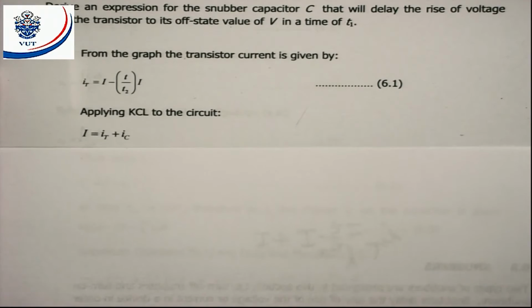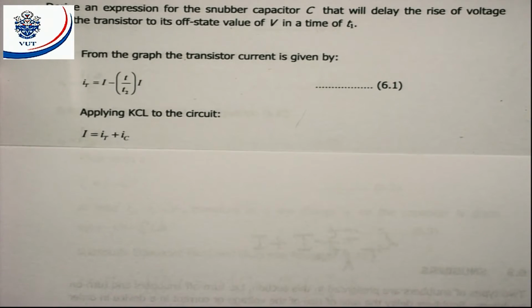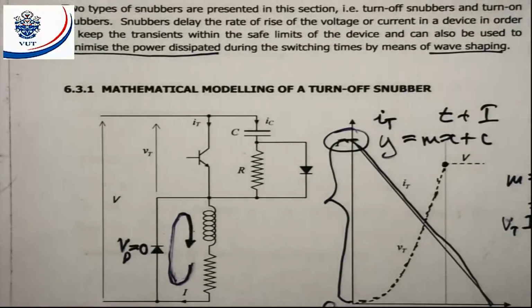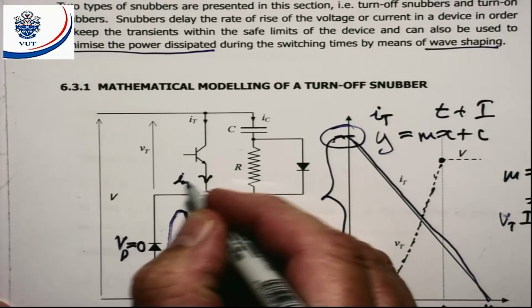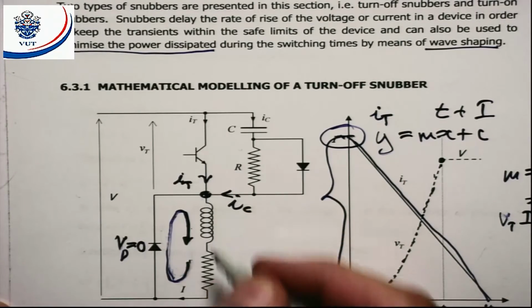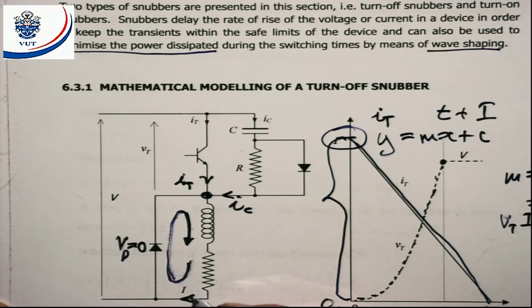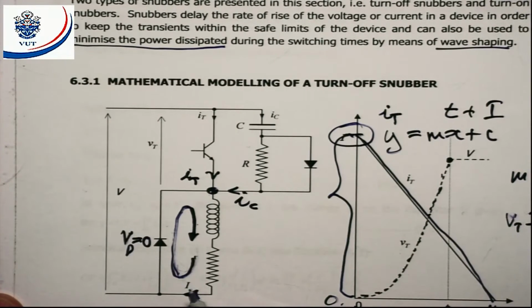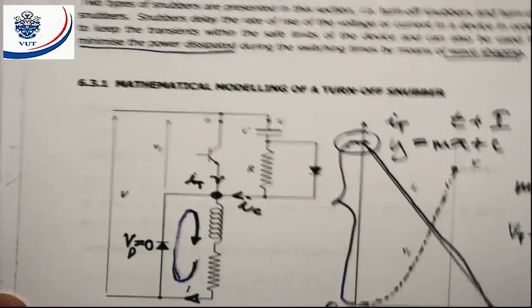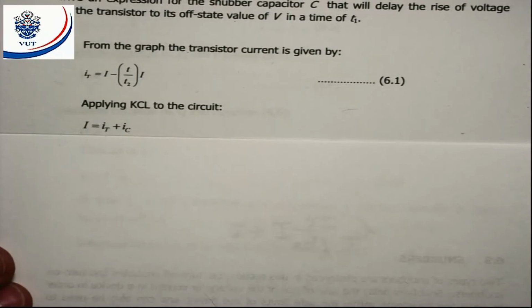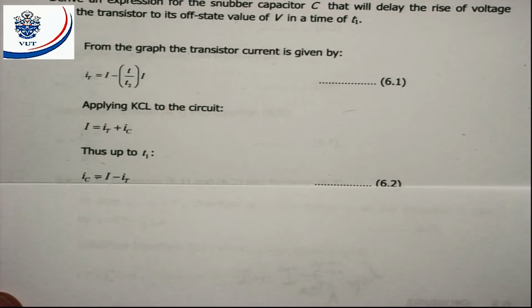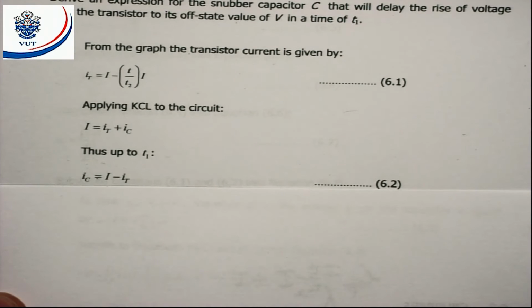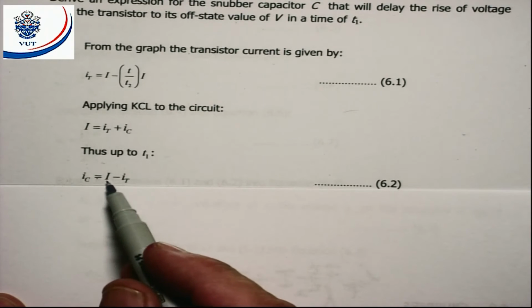Then the next thing that we can do to the circuit, we can apply Kirchhoff's current law to it. Now Kirchhoff's current law, if we look at this node here, it is the current IT and the current IC that will together form the current that is flowing away from the node. So I is equal to IT plus IC. So if we now go right up to T1, we can say that IC is equal to I minus IT.